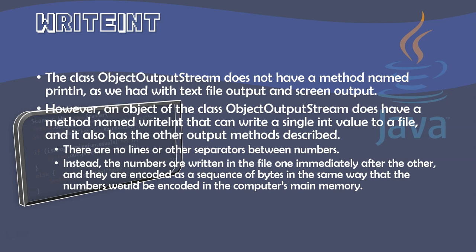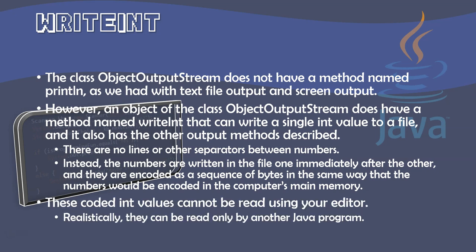There are, of course, when we deal with writeInt, no lines or separators between numbers. Instead, the numbers are written in the file one immediately after the other, and they're encoded as a sequence of bytes in the same way that numbers would be encoded in the computer's main memory. These coded int values cannot be read using your editor. You can't just go to the DAT file, open it up, and try to see what numbers are written in here. Realistically, the only way you're going to know what's in there is to open it with another Java program.